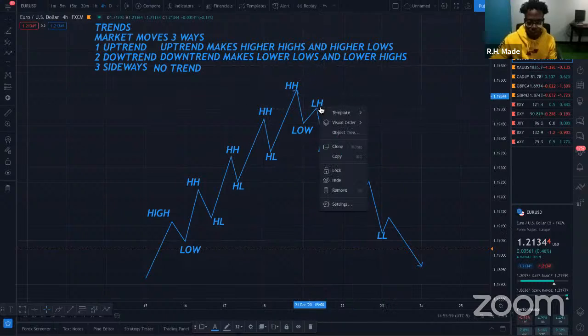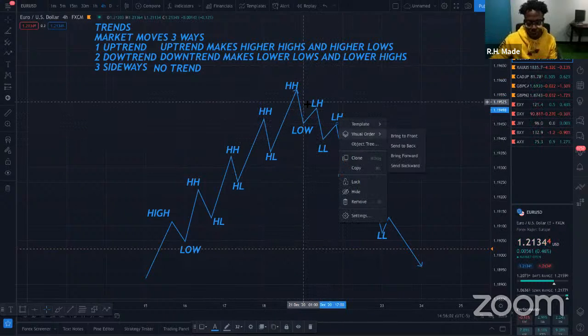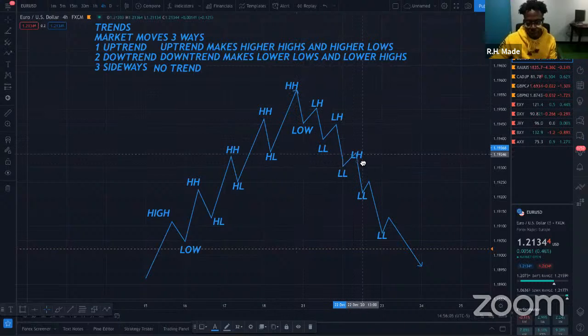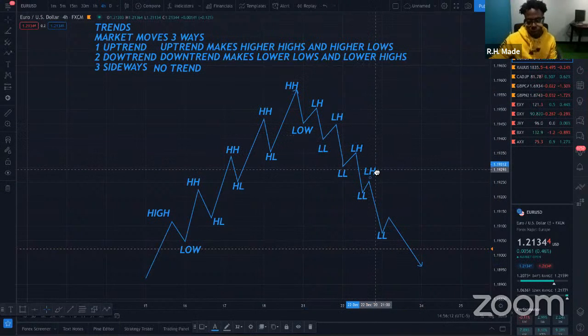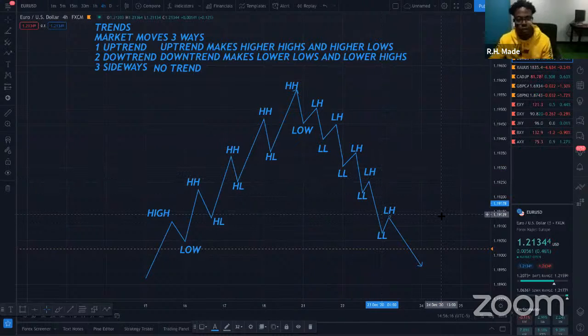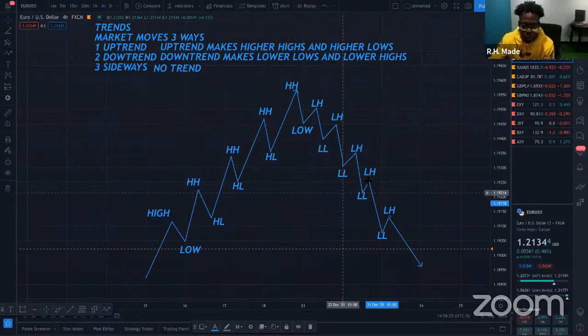All right, same thing with the lower highs. Lower high, lower than this high and this high. Lower high, lower than this high and this high. Lower high, lower high. All right, you see what I did there, bro? Does that make sense? Yeah, it makes sense. So obviously it's not going to look as pretty as I drew it up. It's going to be all over the place on the real chart, but it's the same concept.